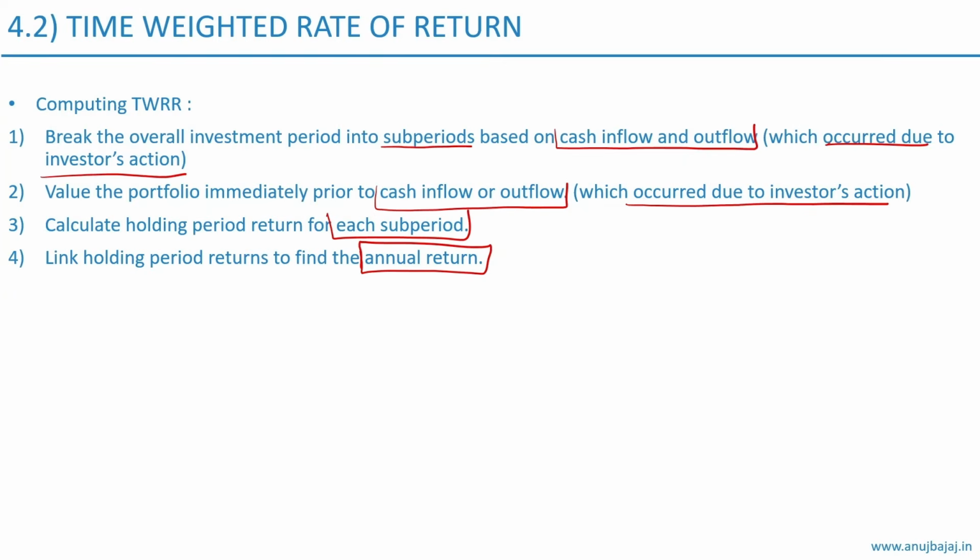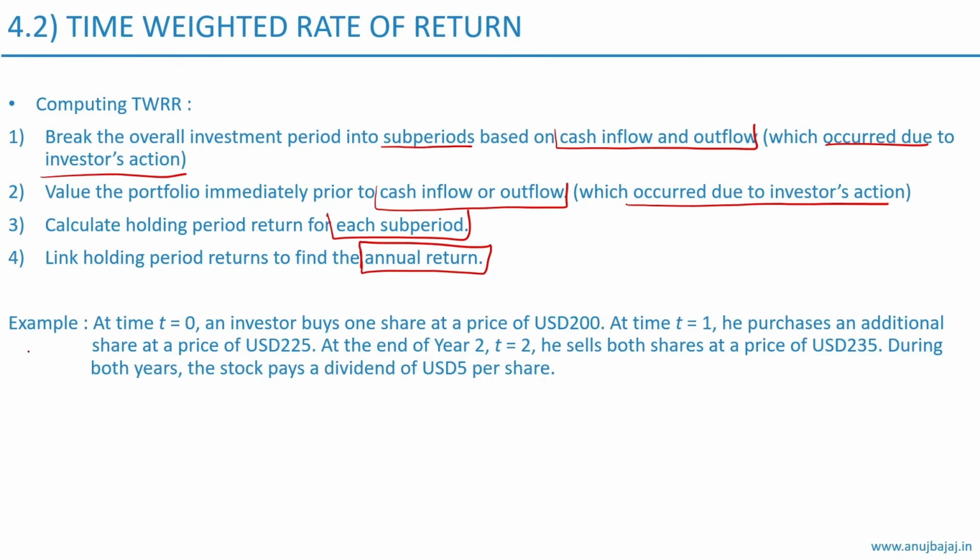Let us look at an example to understand it. Continuing with the previous example, where at time 0, the investor purchased one share for $200. At time 1, he purchased an additional share for $225. At the end of year 2, he sold both the shares for $235 per share. And during both the years, he received $5 per share as dividend. Let us draw a timeline to understand the cash flows.